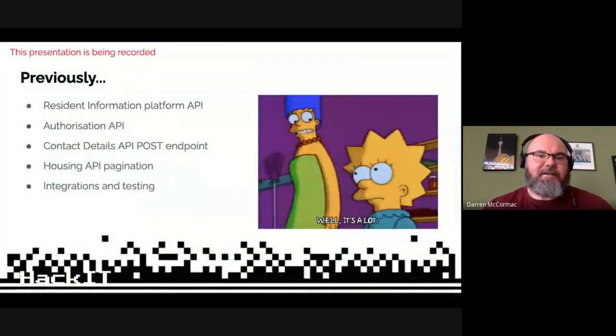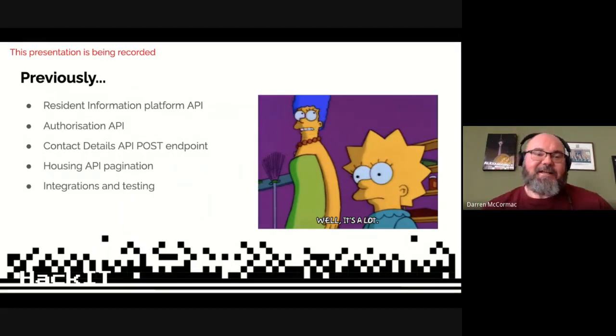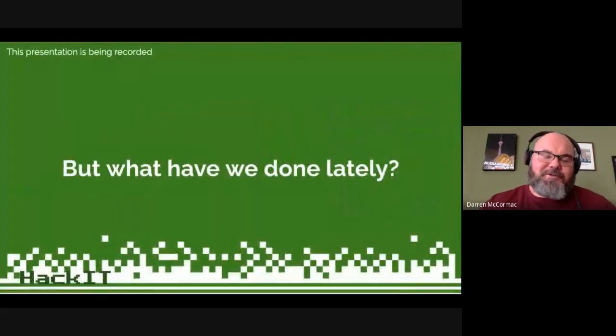So at our last show and tell, we covered quite a bit of ground again. We discussed the Resident Information Platform API, the Authorization API, the Contact Details API post endpoint, the Housing API pagination, and integrations and testing, and I did all that in one breath, which is good. But of course, what have we done lately? That's why you're all here.